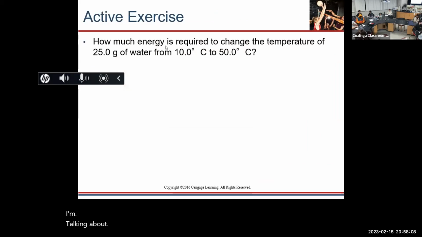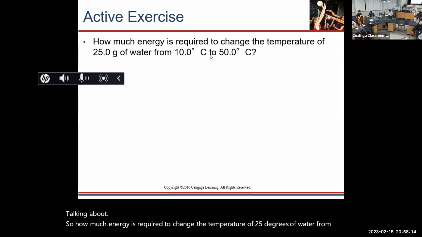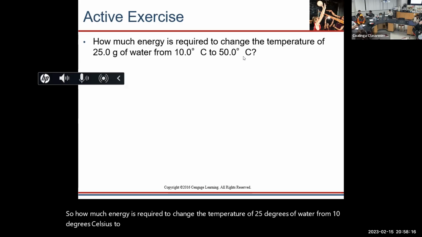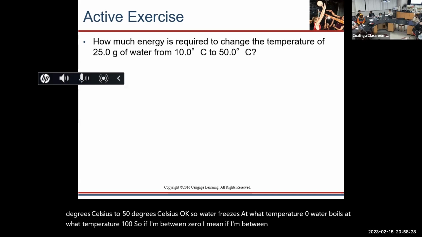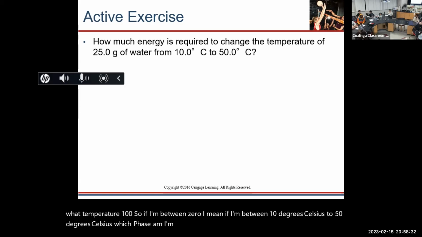So how much energy is required to change the temperature of 25 grams of water from 10 degrees Celsius to 50 degrees Celsius? Okay, so water freezes at what temperature? 0. Water boils at what temperature? So if I'm between 10 degrees Celsius and 50 degrees Celsius, which phase am I in? I'm in my liquid phase.